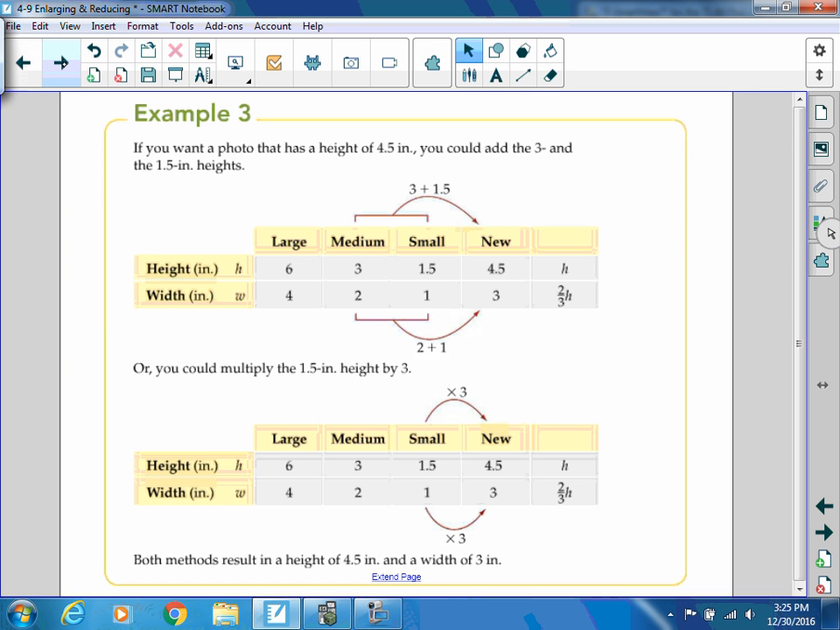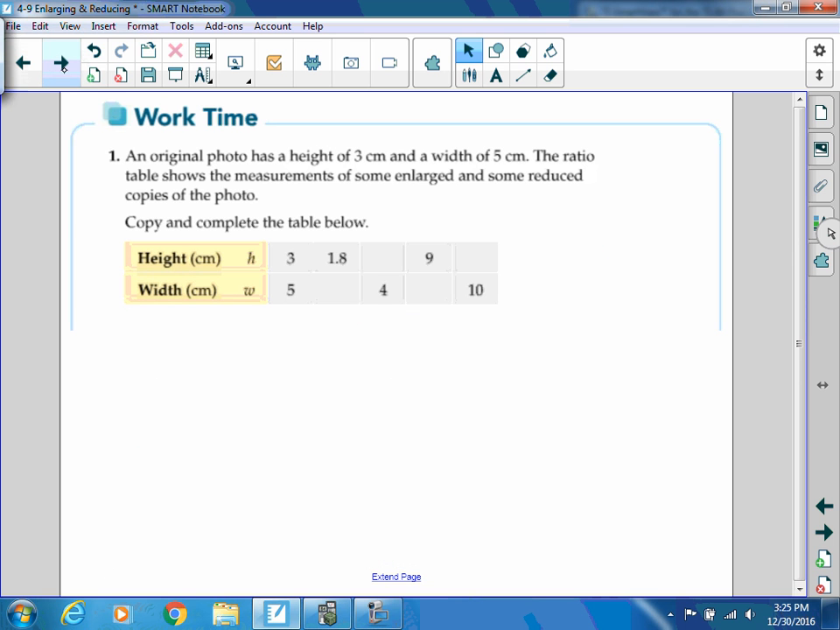Okay, on the next slide here, it just shows you some other ways that you could do that. So if you want to take time to go ahead and look at that, you can. I'm not going to spend any time talking about it. Going on to the work time here.